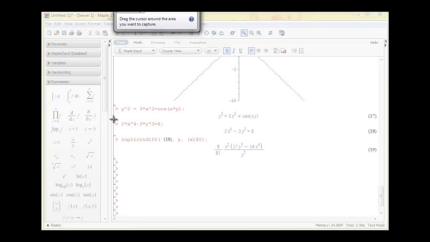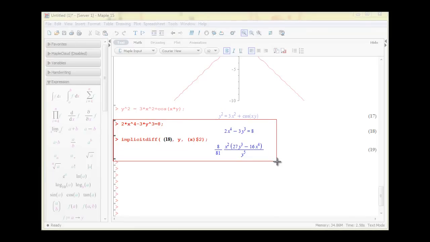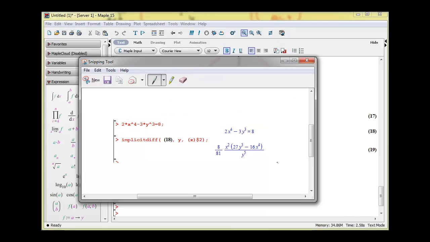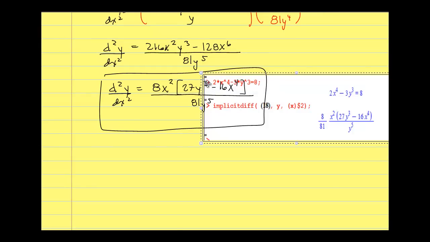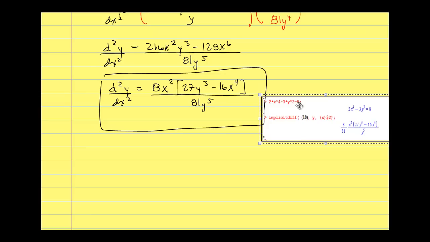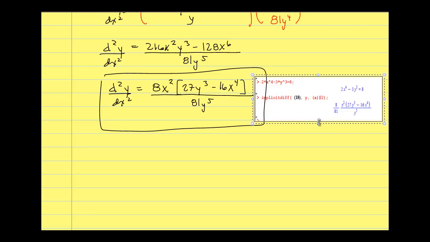So again, let's go ahead and plop this into our notes so we remember how to do that. And that's the implicit plot. And the $2 means our second derivative. So let's right click paste. And let's see what our solution is. 8 over 81 x squared, 27y cubed minus 16. Yep, it worked. Good thing we made that change at the very end.